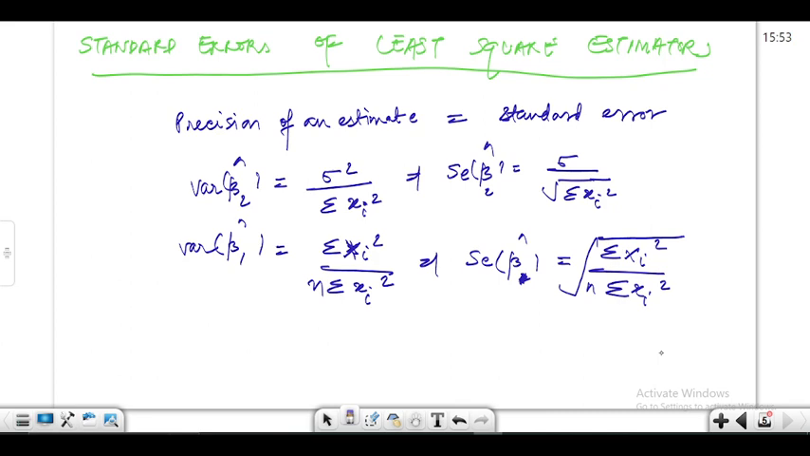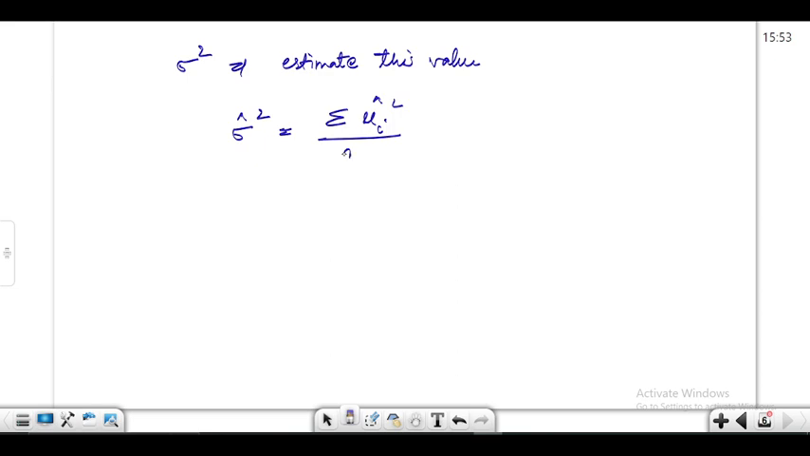In these formulas, I know what small xi is and what capital Xi is, since this is coming from the sample that I've taken. These are familiar terms to me. But what I don't know is sigma square, so we will estimate this value. How do we do this? Sigma square can be estimated using the estimator given by summation ui hat square upon n minus 2.